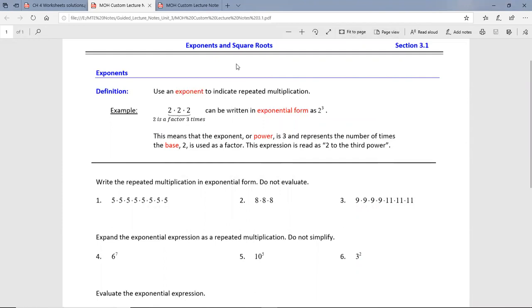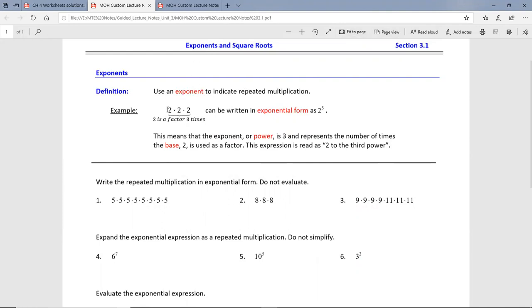So 3.1, starting off this journey into signed numbers, which honestly, there's no signed numbers in 3.1, but we're building up to it. Exponents and square roots. Now, we have seen exponents before in this course, but we're going to start using them a little more frequently.